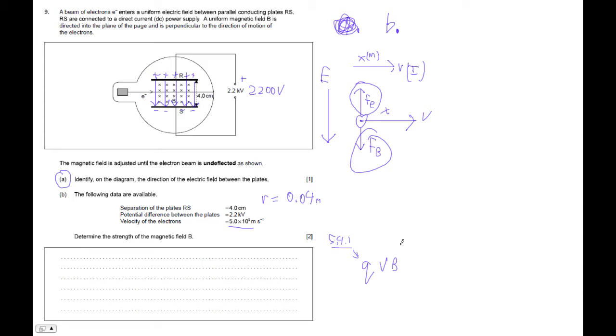And then in 5.1, the fifth equation is that E is F over Q. So therefore force is EQ. So this is 5.1, the fifth equation. These are sections in your data packet. So that's going to equal EQ. As long as charge is not zero, we can divide by Q, so the Q's will cancel here.